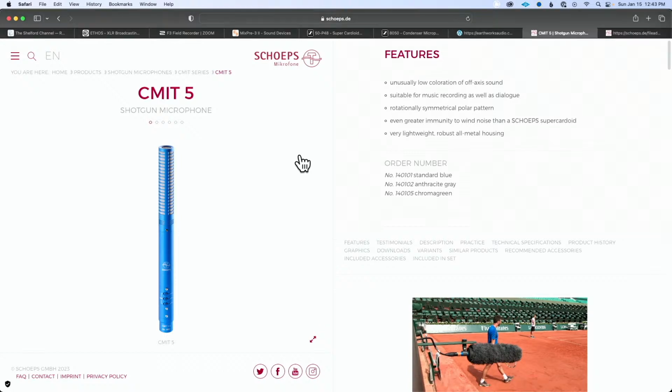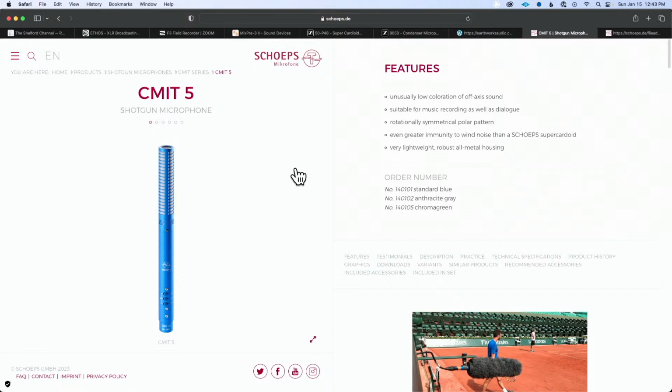So I think that's where you're going to hear a difference between the MKH 416 or the 8060, which is their more modern shotgun microphone, versus the 416, which is their more vintage microphone. It's funny to think of that. We're calling it vintage. It was made in the 1970s. So I'm older than that microphone. But I think that's the main philosophical difference I see between the design of the microphones from Schoeps versus Sennheiser.